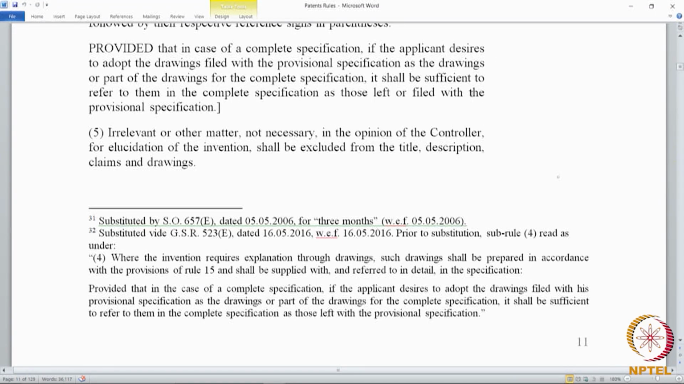Rule 13(5) gives the controller the power to exclude things that are irrelevant or not necessary from the title, description, claims and drawings. Now, if the controller feels that there are certain parts, certain description that is not required or irrelevant, the controller can exclude them.